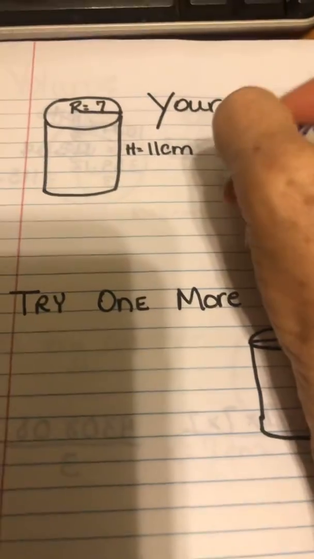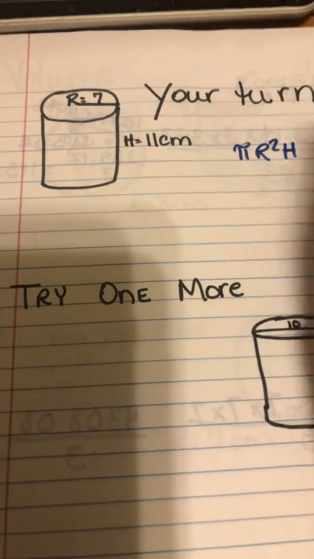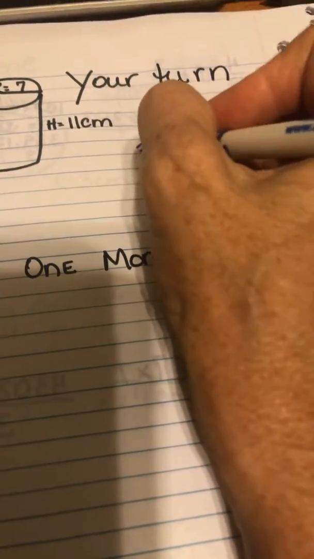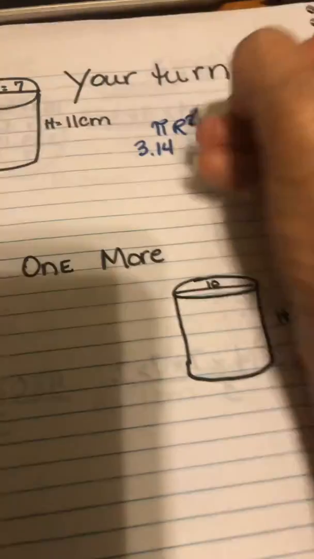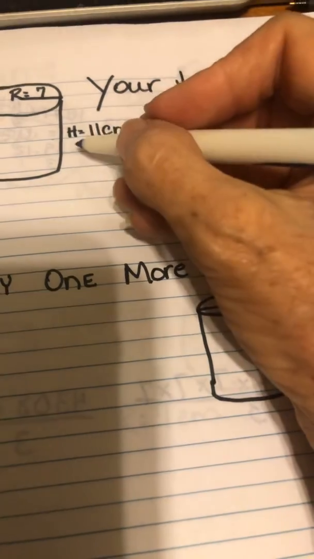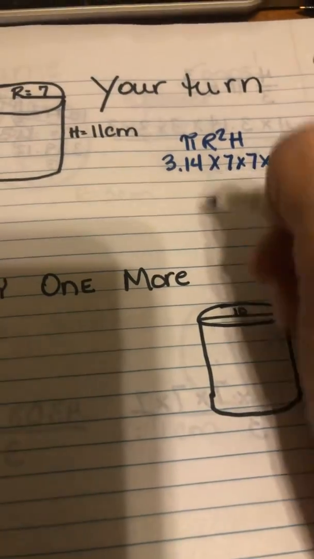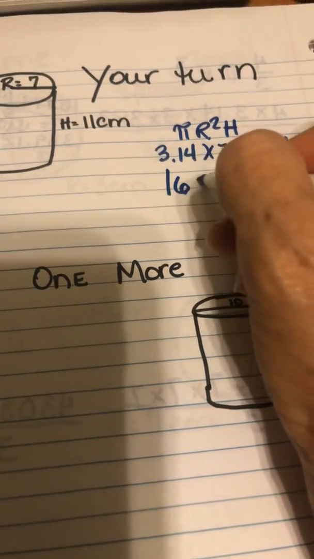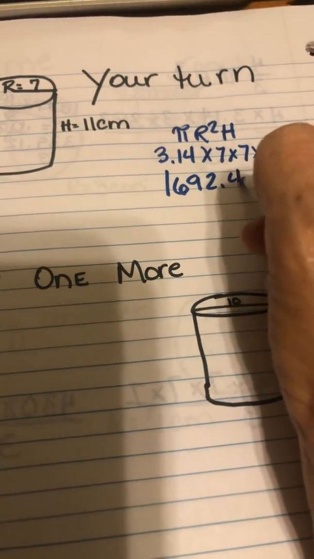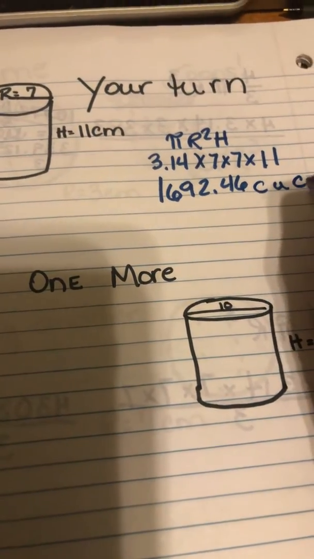All right, so here we go. This one, the first thing I would do is, like always, write the formula. It makes it easy to fill in. I know pi is 3.14. I'm told my radius is 7, and I'm going to write it twice. And my height is 11. That's what I have. When I multiply that, I get 1,692.46. And then once again, it's cubic centimeters.